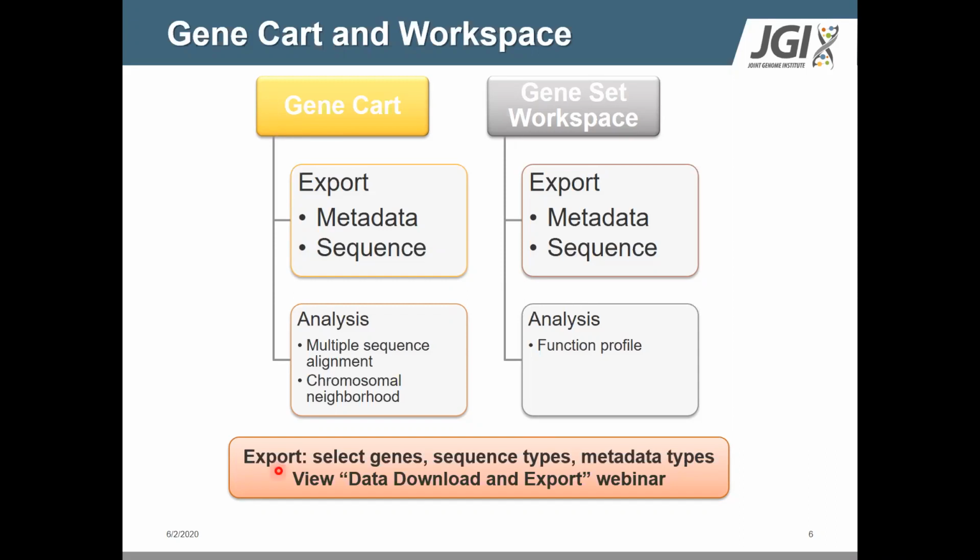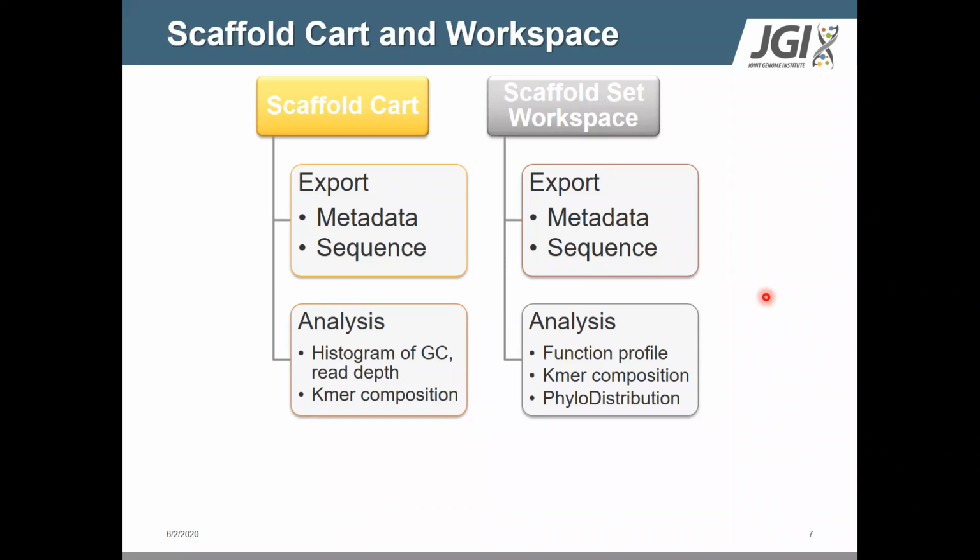So all of this was covered extensively in the data download and export webinar, which you can view if you go to the webinar registration page. The scaffold card and workspace, again, is similar to the gene card. It allows you to export metadata or sequence. In this case, the sequence is only the nucleotide sequence of the scaffolds and contexts.